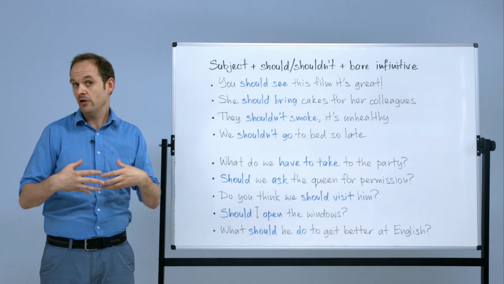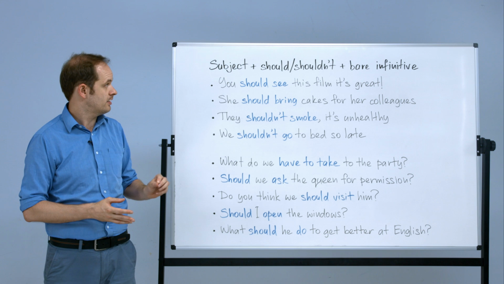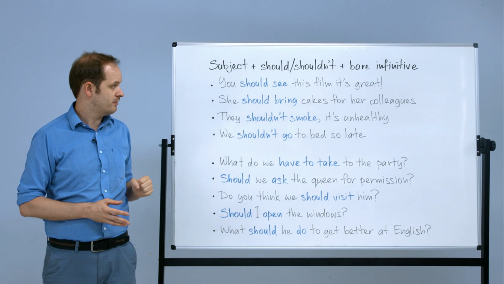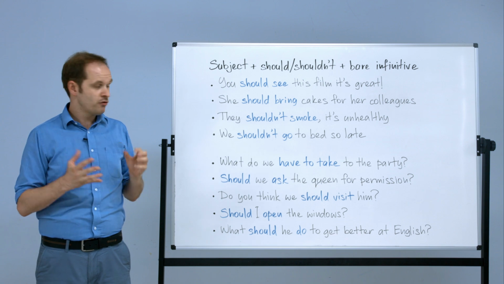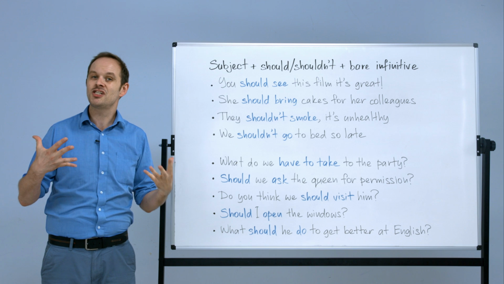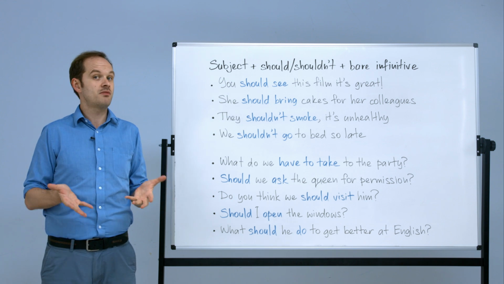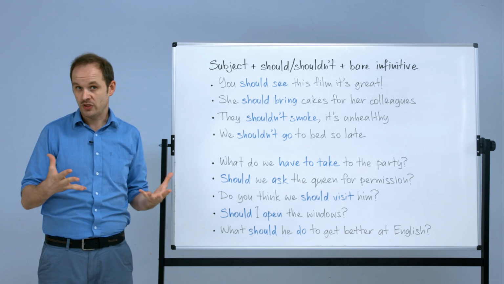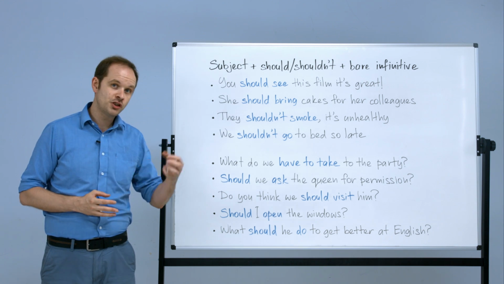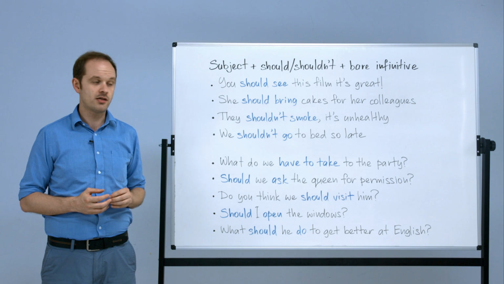The form of should or shouldn't sentences looks like this. Subject plus should or shouldn't plus bare infinitive. So again, more examples. She should bring cakes for her colleagues. Now, that doesn't mean she has to. So there's a chance she might not. But she has a choice. We are saying it would be a good idea if she did bring cakes. She should bring cakes for her colleagues.